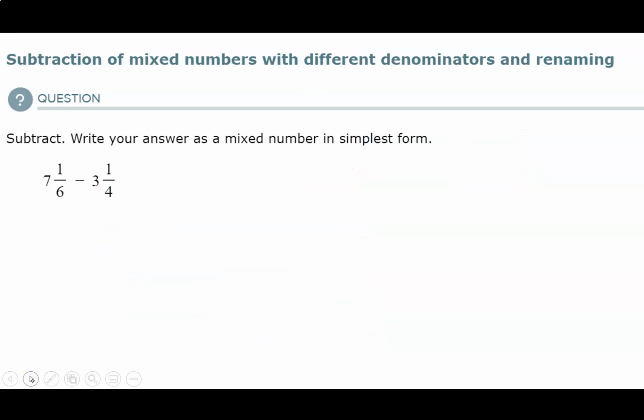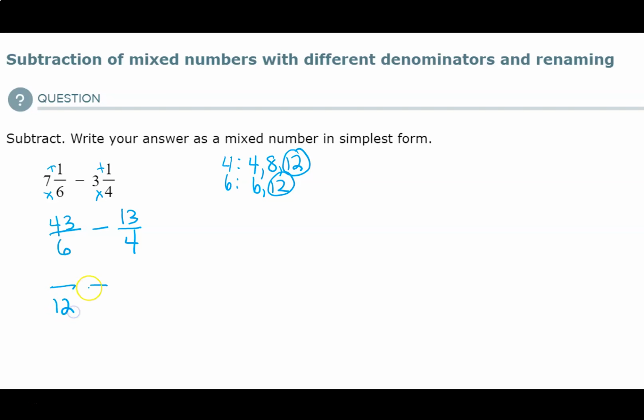Next one, all right. 7 times 6 is 42. 42 plus 1 makes 43. 3 times 4 is 12. 12 plus 1 is 13. Okay. So I'm looking at 4 and 6 as my numbers that I need to get a common denominator with. And it looks like 12 is going to be that number that I need. So I'm going to rewrite these fractions with 12s.